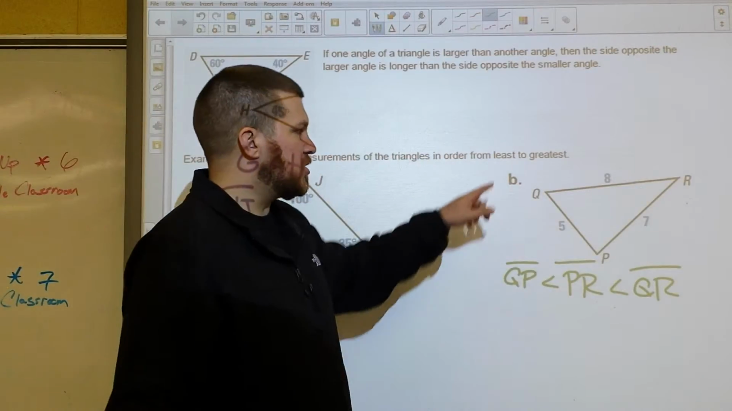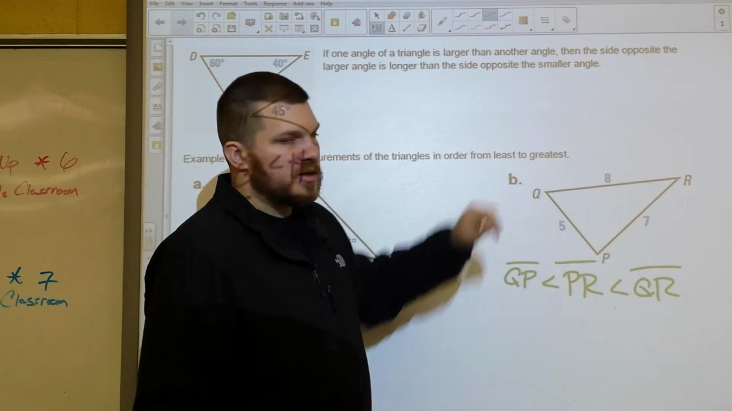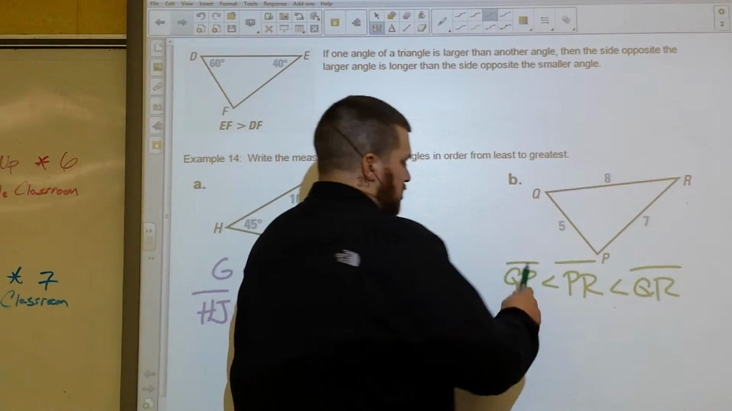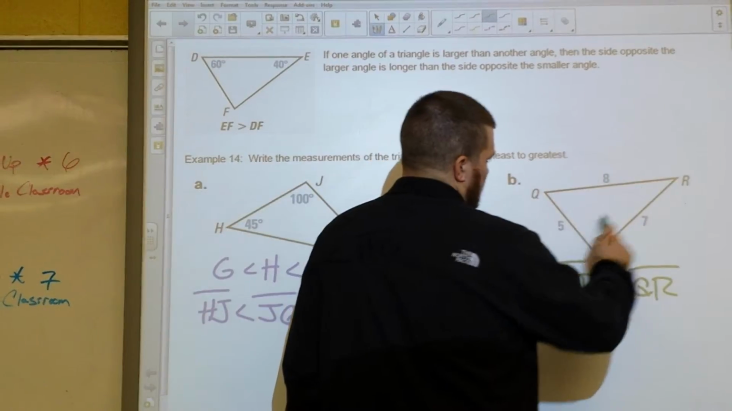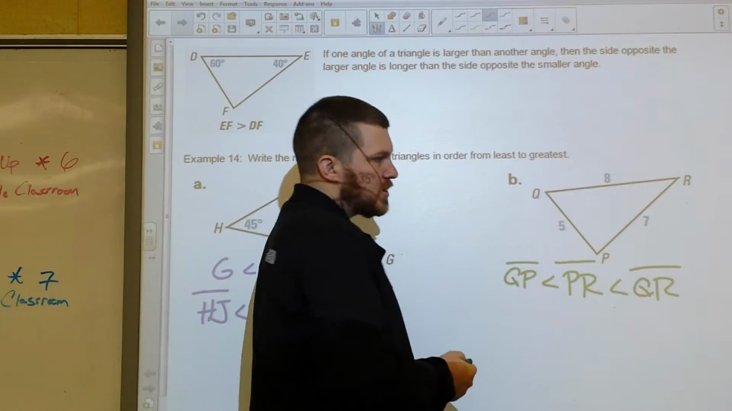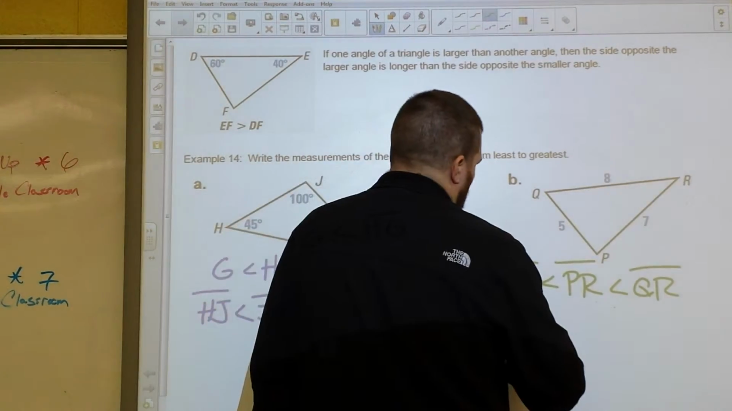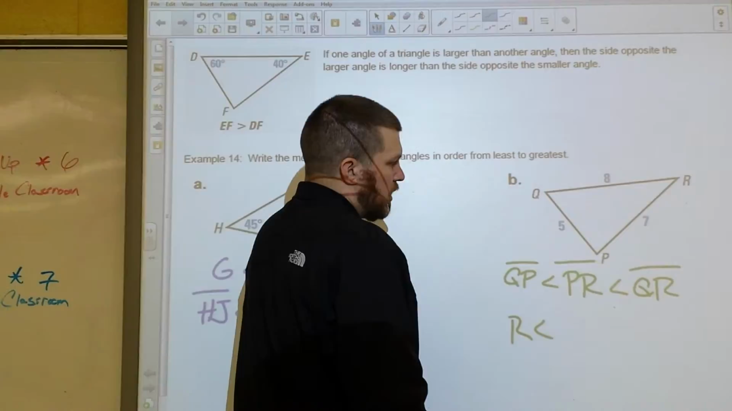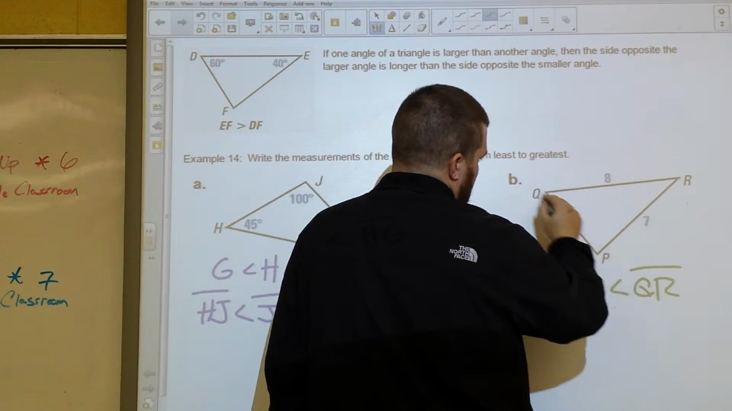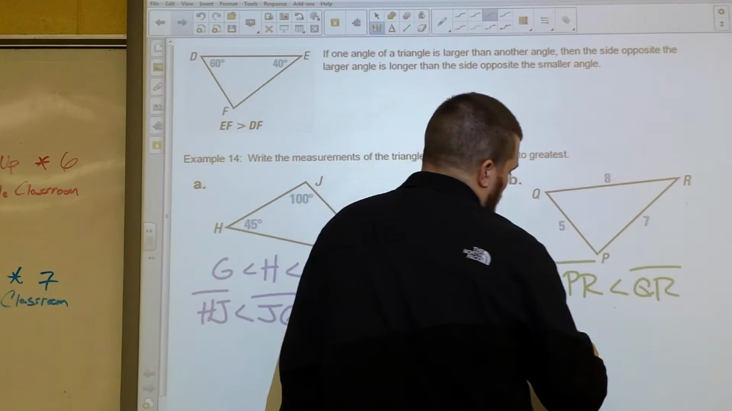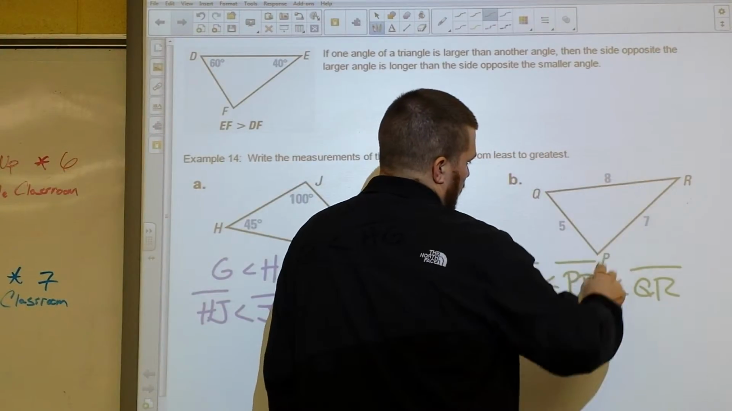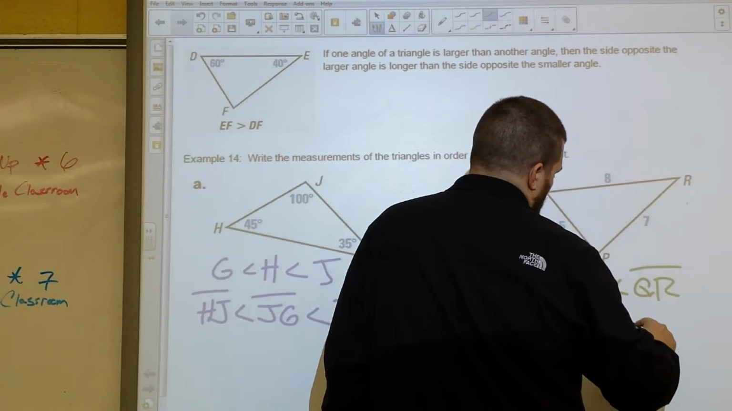Okay, again, we got to pay attention to the directions. It said from least to greatest, so that's why I went from smallest to biggest. And now we can compare the same angles. All right, so side QP matches up with angle R because it's directly across from it, and QP was the smallest side, so that means angle R has to be the smallest angle. So angle R is less than, let's see, here's side length 7, so that's RP, and it matches up with angle Q. It's directly across. So angle R is smaller than angle Q, and our last angle is going to be directly across from the 8, which is angle P.